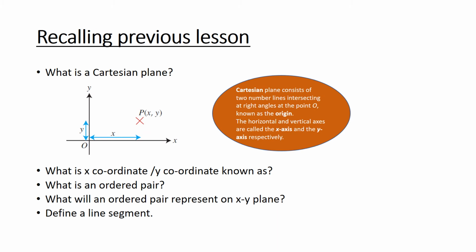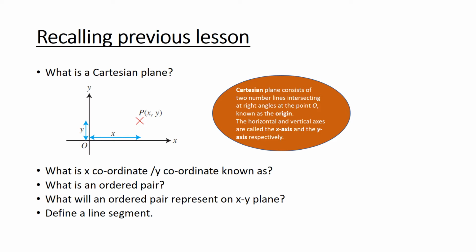Dear students, let us recall a few important points which we have studied in the previous class. What is a Cartesian plane? Cartesian plane consists of two number lines intersecting at right angles at the point O, known as origin. The horizontal and vertical axes are called x-axis and y-axis respectively. What is x-coordinate and y-coordinate? The x-coordinate is also known as abscissa and the y-coordinate is also known as ordinate.